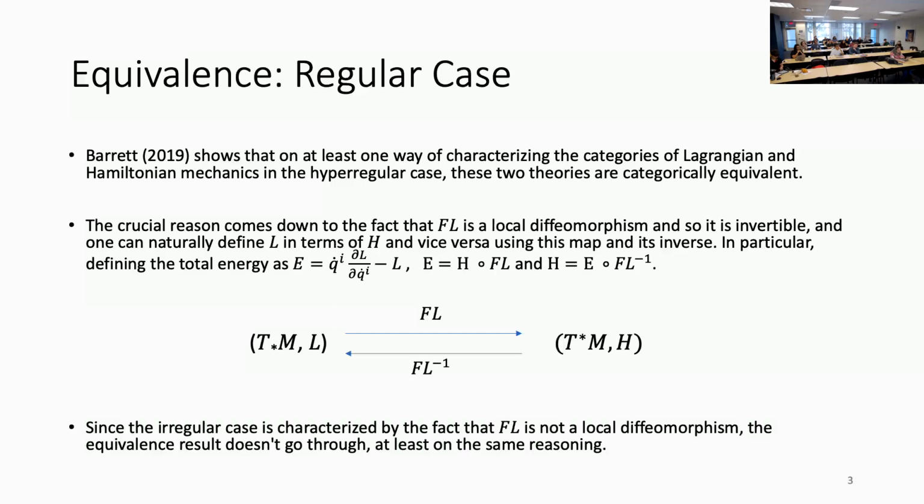What's interesting about the irregular case is that it is characterized by the fact that this Legendre transformation is not a local diffeomorphism. And so it seems that the kind of equivalence results that Thomas gives won't go through, at least on the same reasoning that Thomas gives about the regular case.